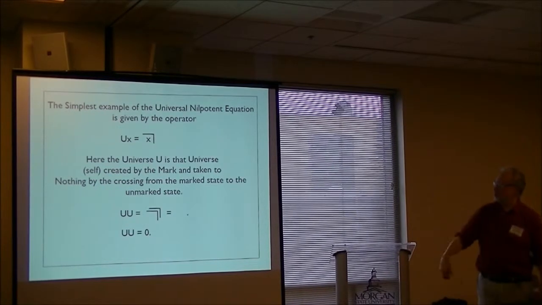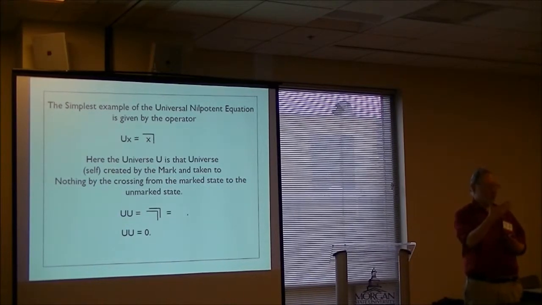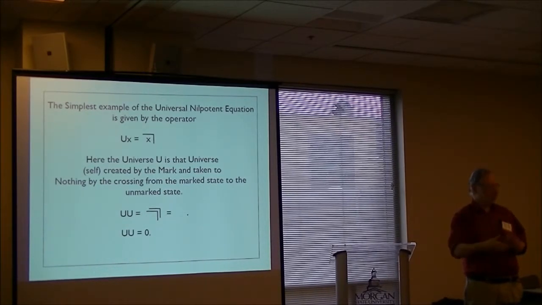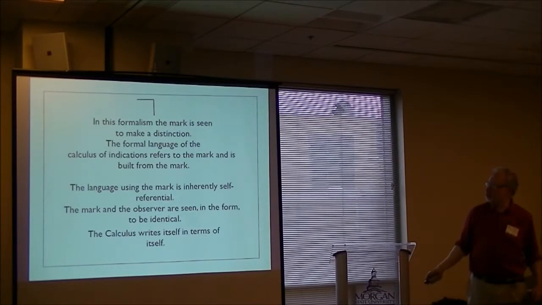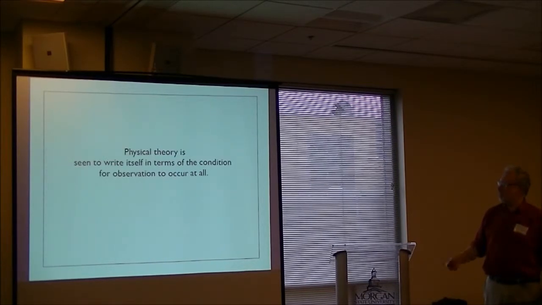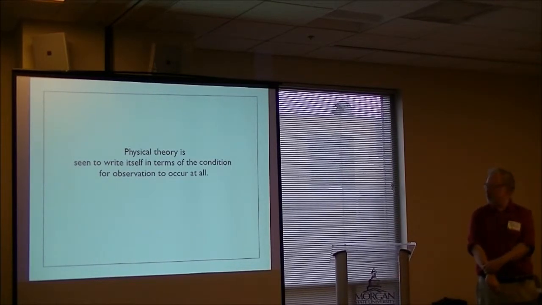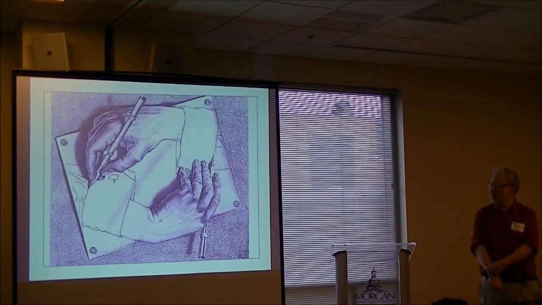And of course, another simple example is just Spencer Brown's mark itself as the operator, which will give you the simplest nilpotent that I know. And that again is not quite nonsense. That's going back to what are the properties of awareness, distinction happening right now. It's a nilpotent operator. So in this formalism, the mark makes the distinction. We've said this before. And the physical theory could be, I should say, seen to write itself in terms of the condition for observation to occur at all. Ideally, that's the way we want the physical theory to appear.